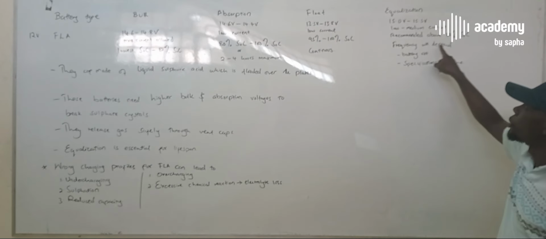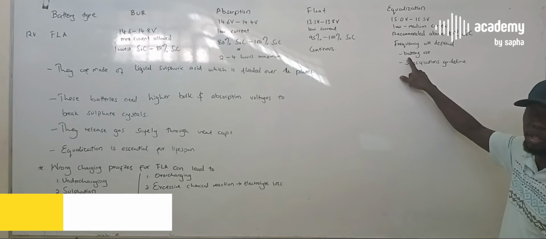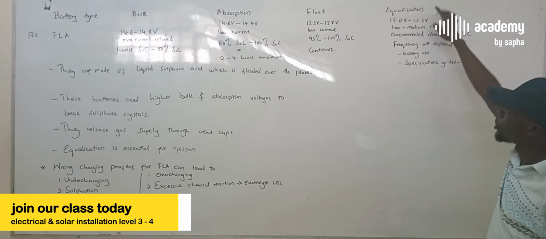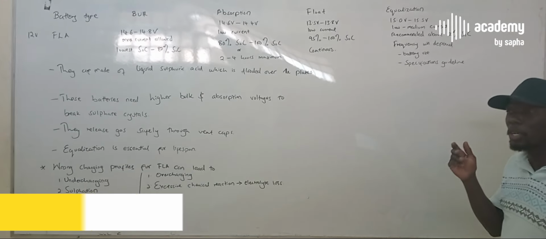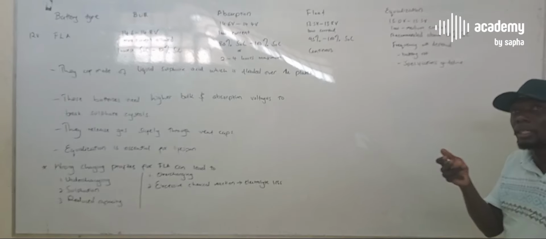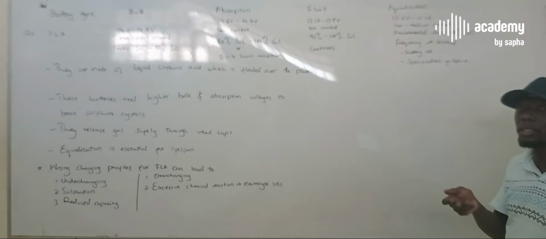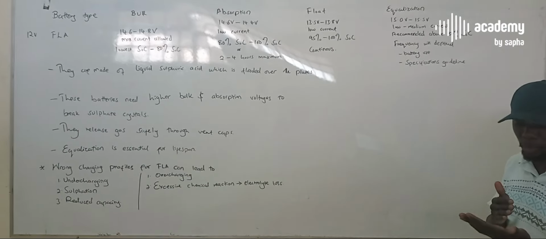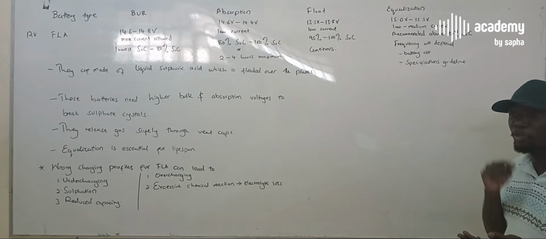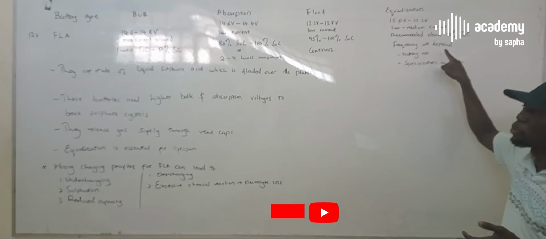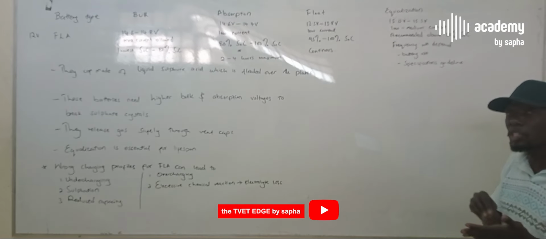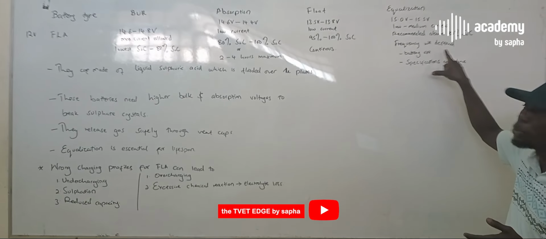So the frequency will depend on the usage of the battery and the specifications guideline. Some are saying you do this equalization at least once every month, some are saying at least once every 3 months. But what is certain is that how you are utilizing your system will determine how you do this. So if your system is subjected to frequent charge cycles, you are also supposed to do this frequently. If your system is not subjected to frequent charge cycles, you do it less frequently.